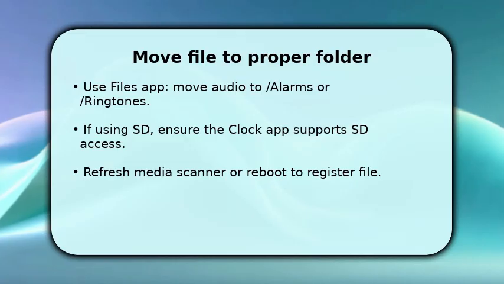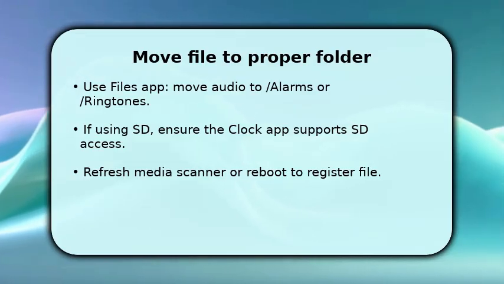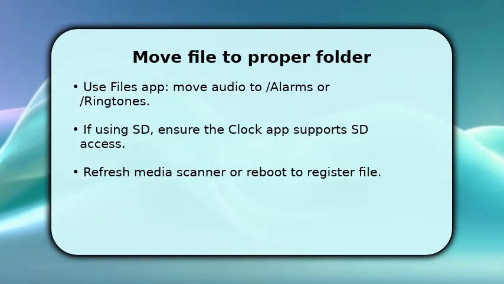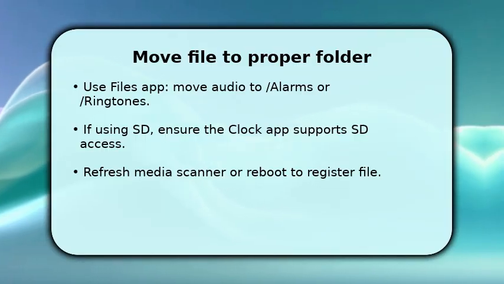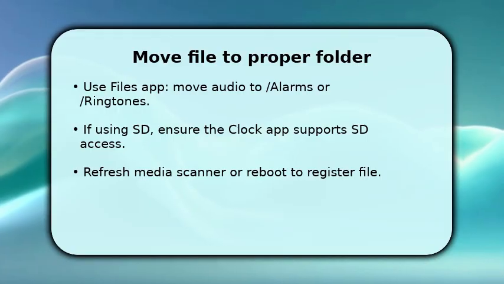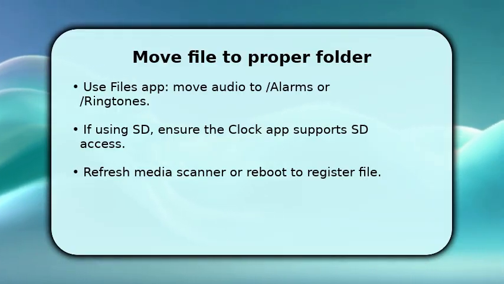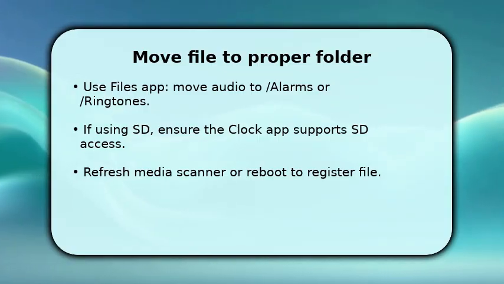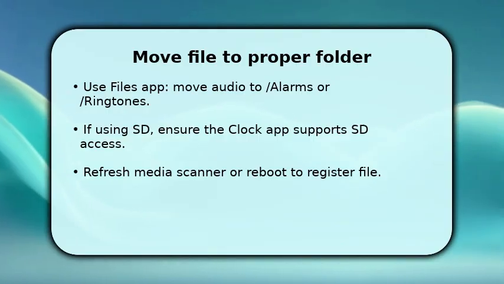Next, move the prepared audio into the system-accessible folder. Open Files, navigate to the audio, and move or copy it into the Alarms or Ringtones folder at the root of internal storage. Android reads those folders for sound selections. If you prefer an SD card, make sure your clock app supports external storage and grant access.